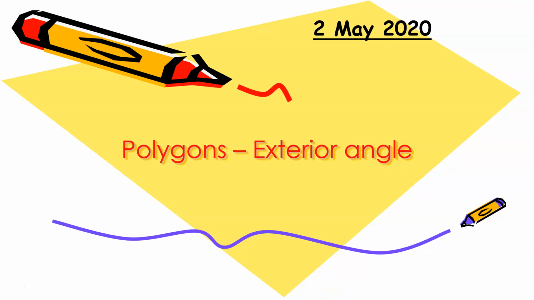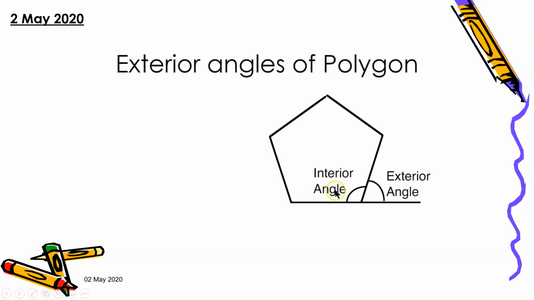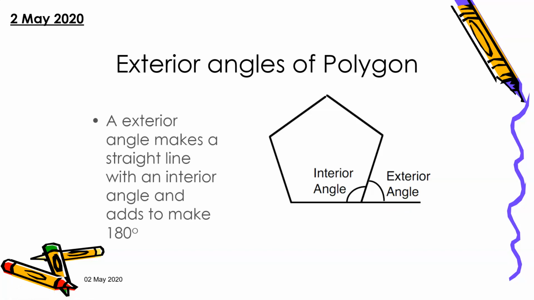Okay, today's lesson is looking at exterior angles of polygons. So we've already talked a lot about interior angles on the inside of a polygon. An exterior angle is simply the angle on the opposite side. Now, it's really important when we're talking about these that there's actually two sets of exterior angles.